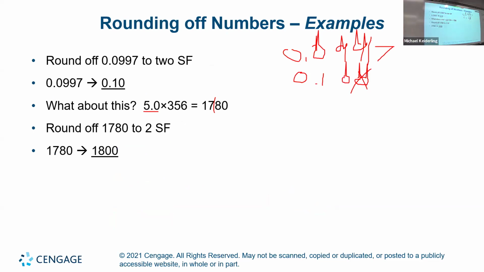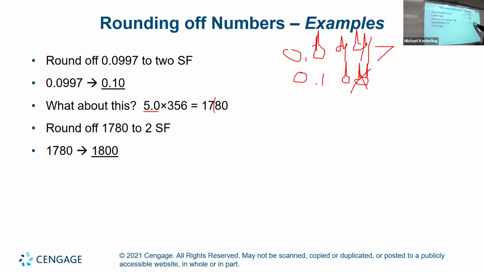So let's go through some examples of rounding off numbers. This is a very odd case when you round off significant figures. So we have 0.0997. We want to round this to 2 significant figures. I sort of have it right up there, but I'm just going to go through it so you can see the process. This is a very special case that will only happen when you have a string of 9s.